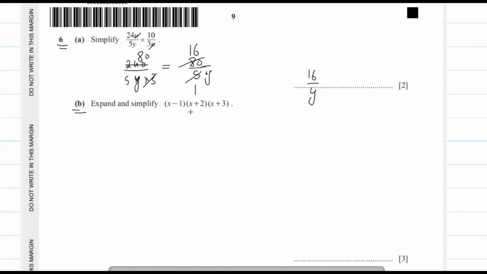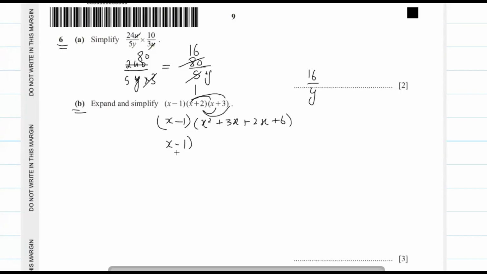And next is the part B. Expand, simplify this x minus 1 into x plus 2 into x plus 3. To simplify this equation, firstly we will expand last two factor. The last two factor is x plus 2 into x plus 3. We will multiply x into x and x into 3. We get x squared plus 3x. Next we will multiply 2 by x and then 2 by 3. We get 2x plus 2 into 3 is 6.